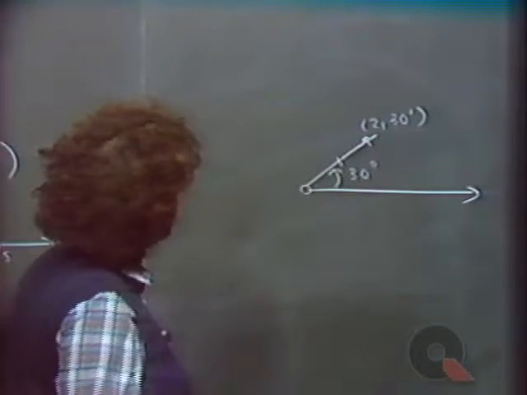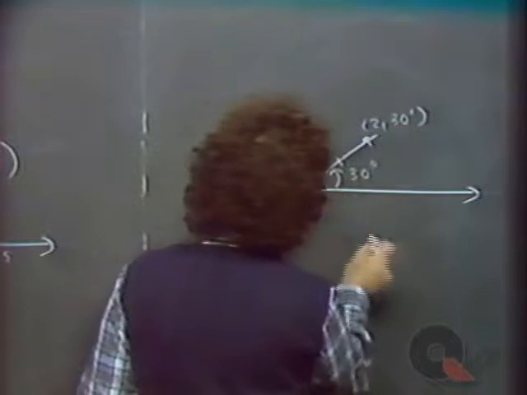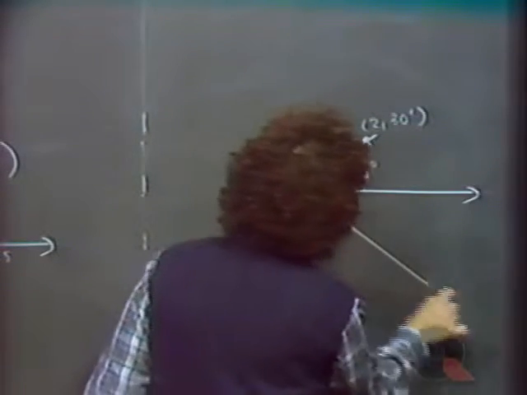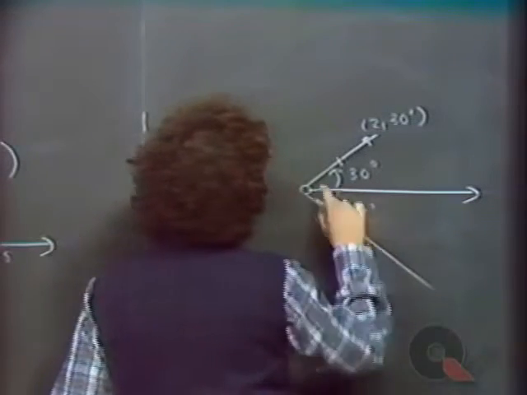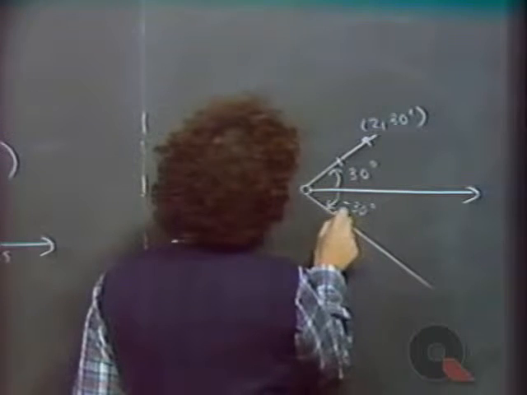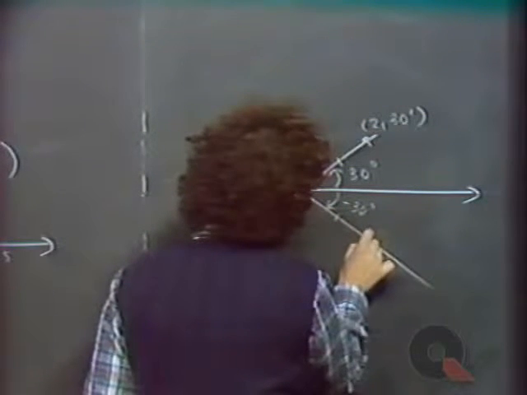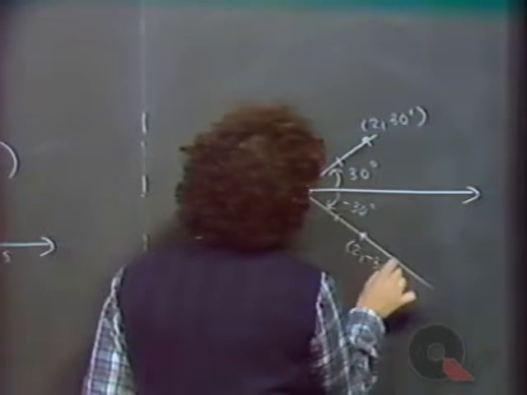What about the point 2, minus 30 degrees? Well, that would be over here. Minus 30 degrees would tell the man to turn himself 30 degrees, but this time in a clockwise fashion, and then to walk out 2 units. So this would be the point 2, minus 30 degrees.